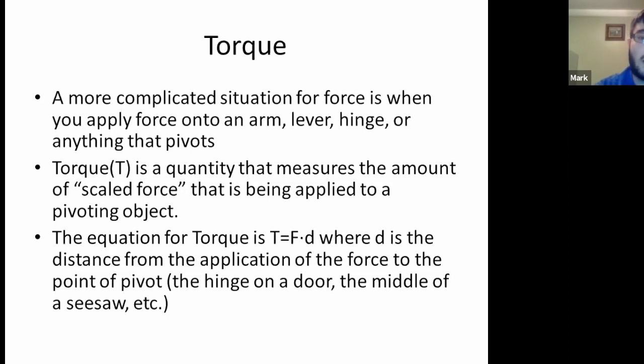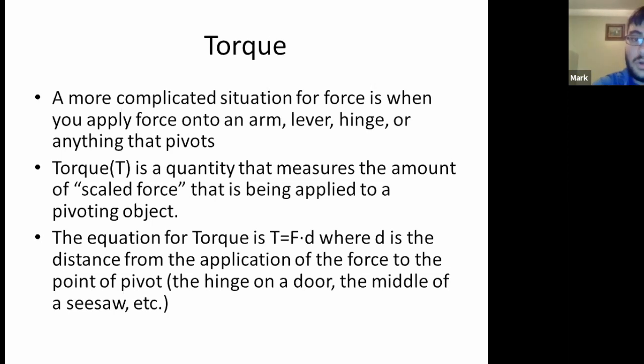When you apply a force onto a block, you can move the block laterally, which means side to side, up, down, whatever. A more complicated situation is when you apply a force onto some kind of arm, lever, hinge, or anything that pivots. For example, if you apply a force on a door, the door doesn't just move this way or that way. It rotates, it pivots, it opens or closes, right? Same thing with your arm around your elbow. Your elbow is the pivot point. You apply force to your arm like this, and the arm rotates, it pivots.